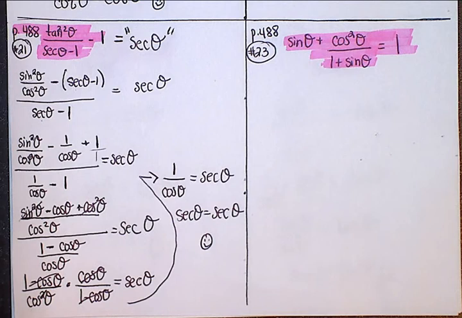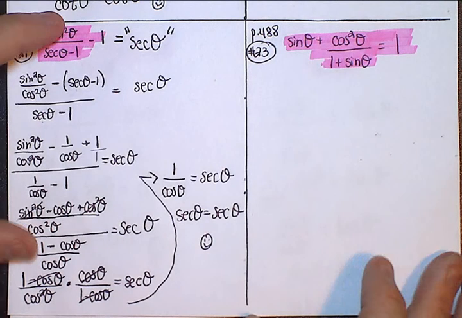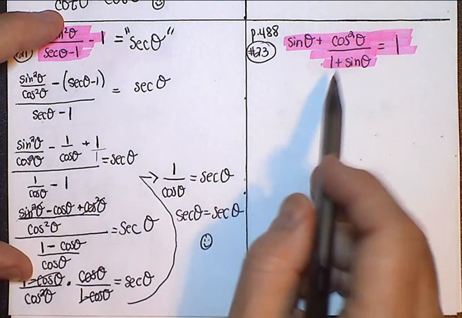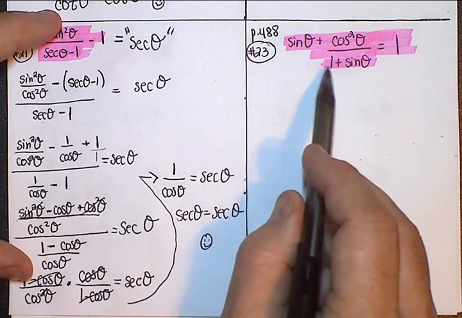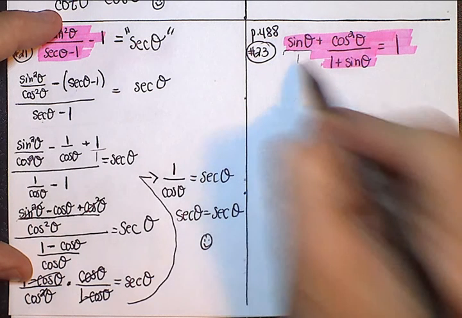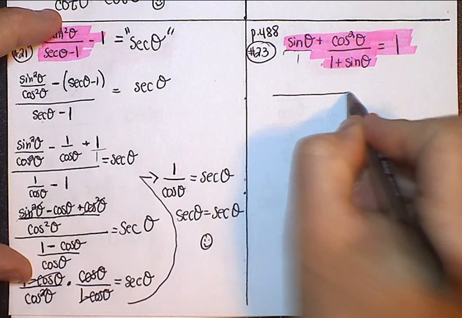All right, we'll move on to page 488, number 23. And with this question again, what I'm going to try to do is, if you take a look at the denominator, here you got 1 plus sine theta. The denominator over here is a 1. So I'm going to put all of this over 1 plus sine theta.